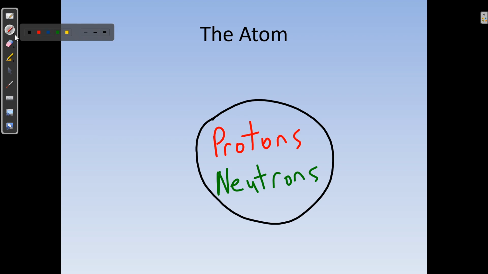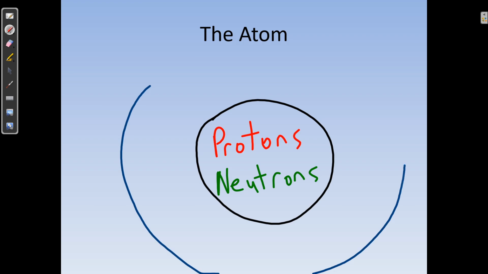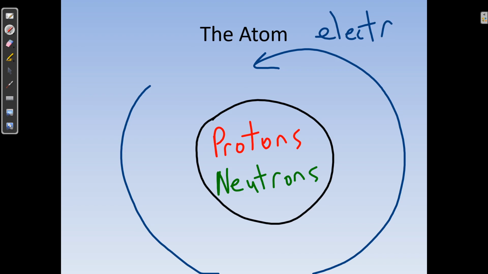And remember, hovering around the nucleus are electrons. And remember, you can think of electrons as orbiting the nucleus, much like planets orbit our sun. So that's a general picture of the atom.